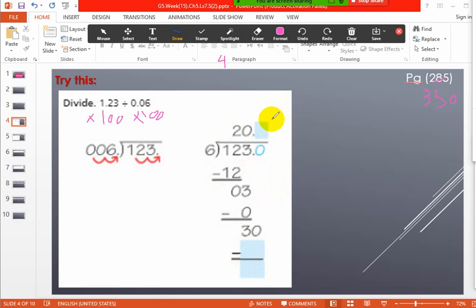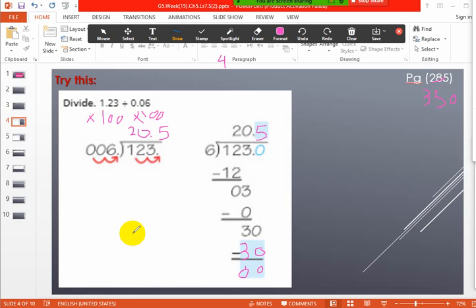Of course, it's easy for you because you know that 5 multiplied by 6 equals 30. So I will put this 30 here. And then subtract: 0 minus 0 equals 0, 3 minus 3 equals 0. So the final answer is what? It is 20.5. This is the final answer for this division.